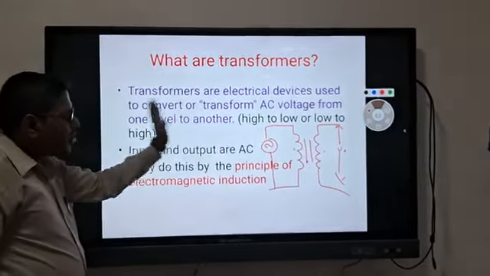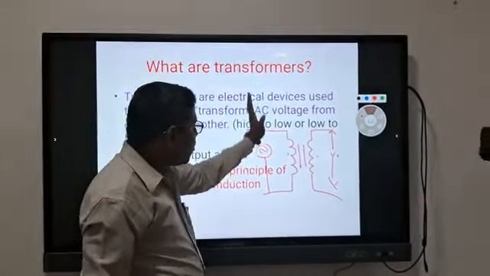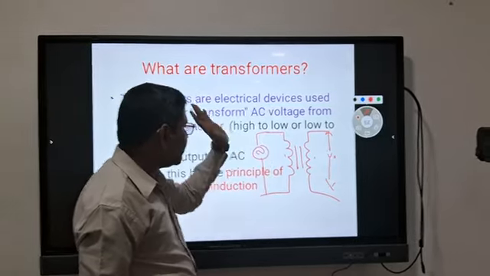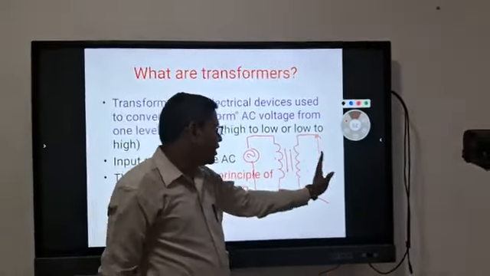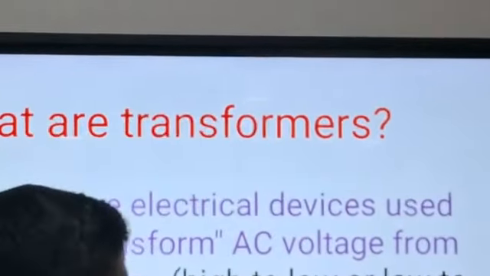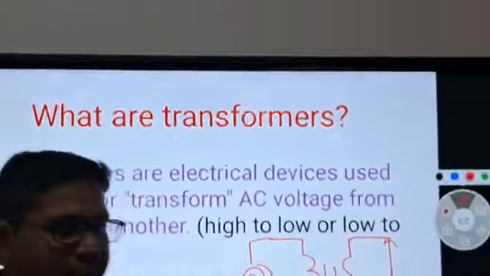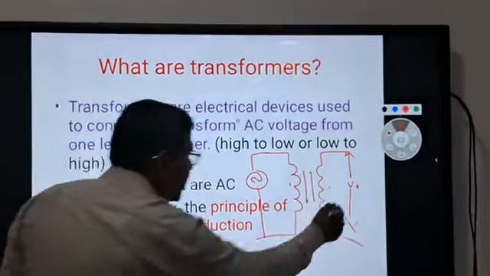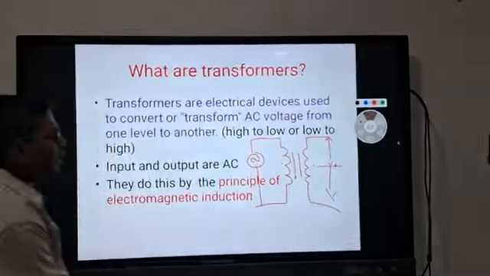Primary circuit means we are giving input supply to the winding, that is called the primary winding, and that is your primary circuit. And the winding where we get the output voltage, that is called the secondary winding. Clear? And from the secondary side we get the output voltage.